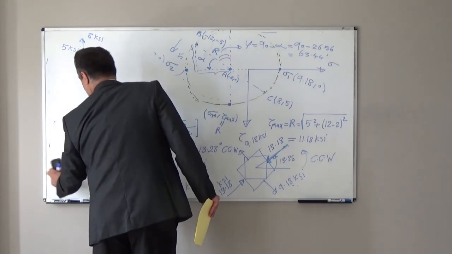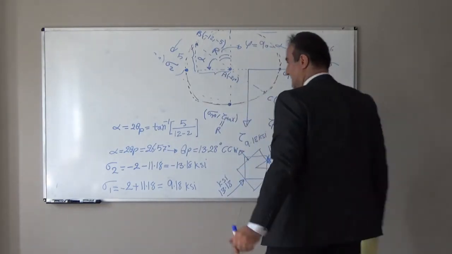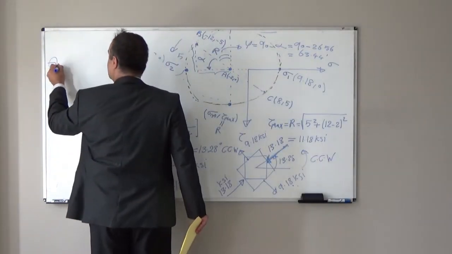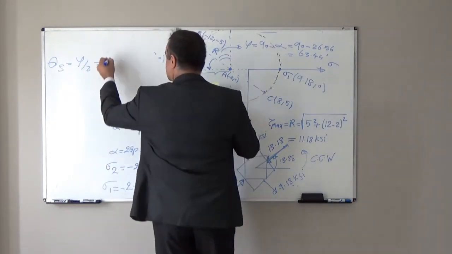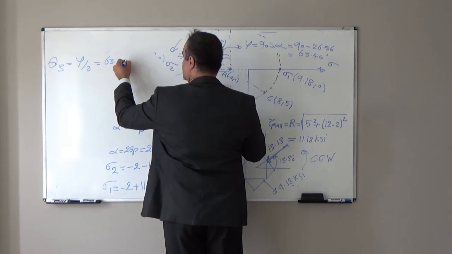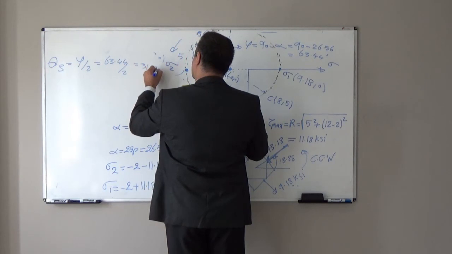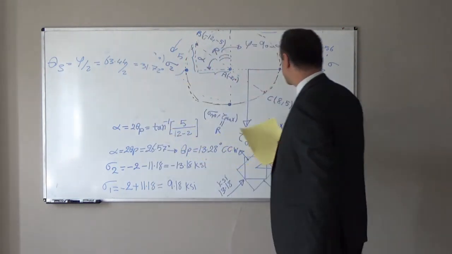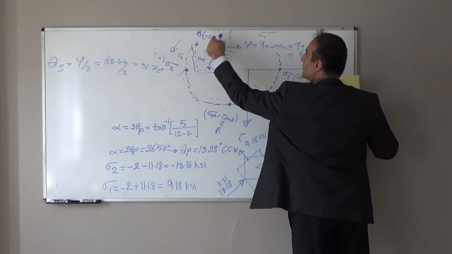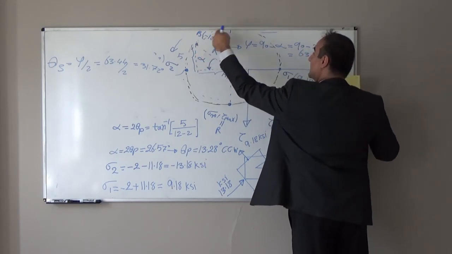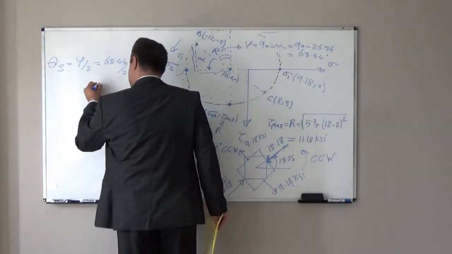And as I mentioned, the maximum shear stress direction theta s is equal to phi over 2. That will be equal to 63.44 divided by 2, which is equal to 31.72 degrees. And we should rotate here. If we want to reach from point B to here, we should rotate clockwise.